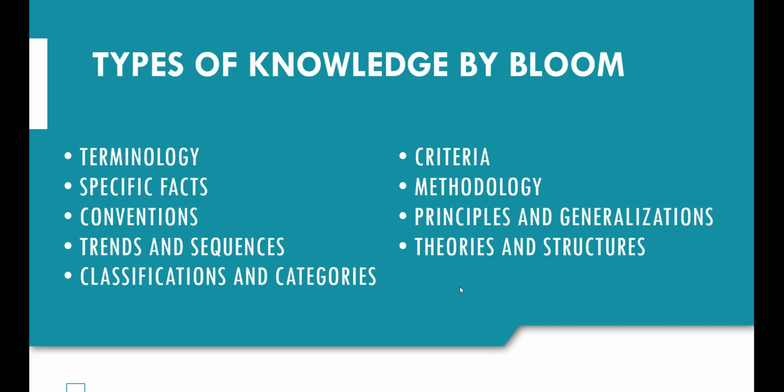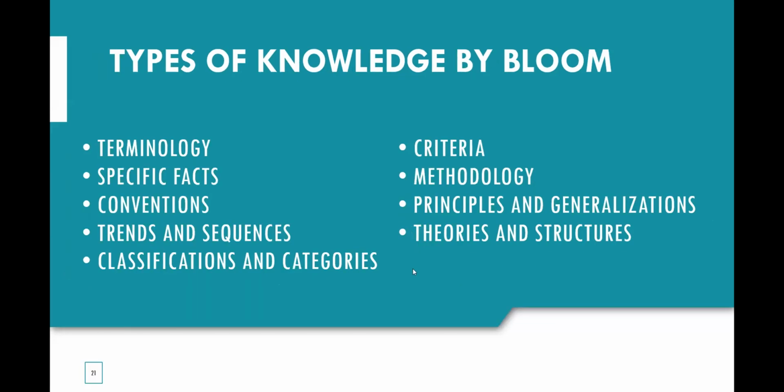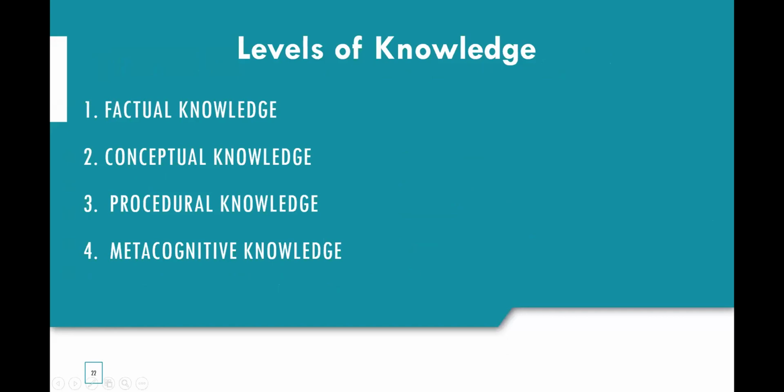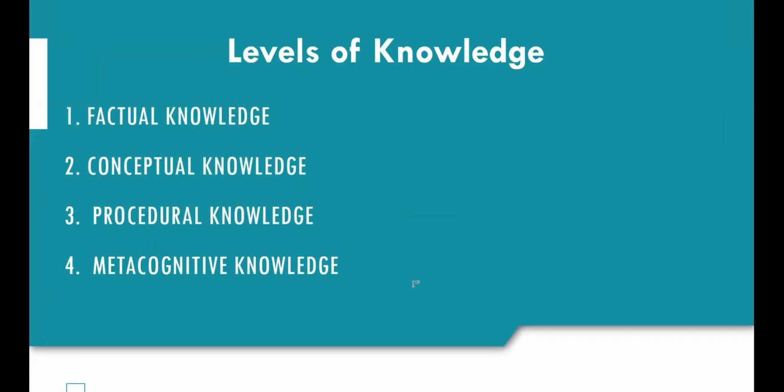So now, having understood the different types of knowledge by Bloom, let us see that he has also spoken about the levels of knowledge. There are different levels of knowledge through which learning takes place. The first three were given by Bloom, and the next was metacognition, the last one given by Krathwohl and Anderson.